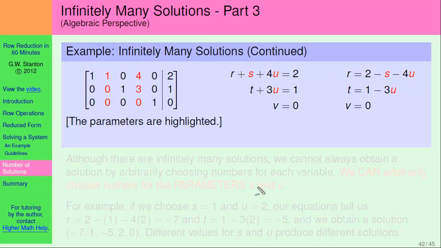What I mean by that is, in the case of the first equation, we want to subtract s from both sides so that we have just a minus s on the right hand side. And similarly with the 4u, we'll subtract that from both sides. And then in the second equation, we want to move the 3u over by subtracting it, and this is what we get. And in the third equation, there are no parameters, so we don't need to move them over.